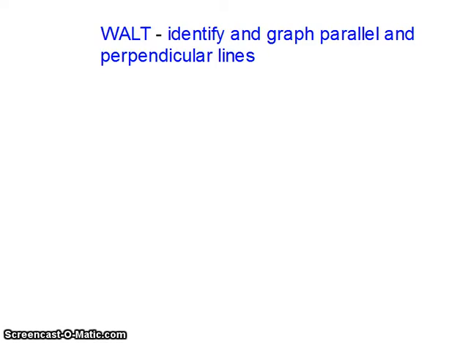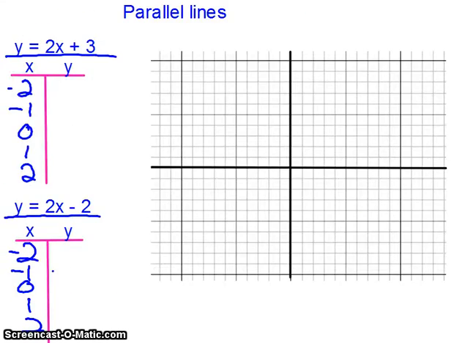What we're learning to do in this lesson is to identify and graph parallel and perpendicular lines in the coordinate plane. And to do that, we're going to start by looking at two equations, y equals 2x plus 3, and the other is y equals 2x minus 2. The first thing you're going to notice about both of these equations is they have the same slope. That would be m equals 2.